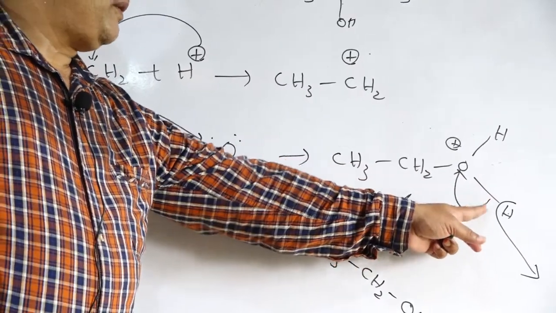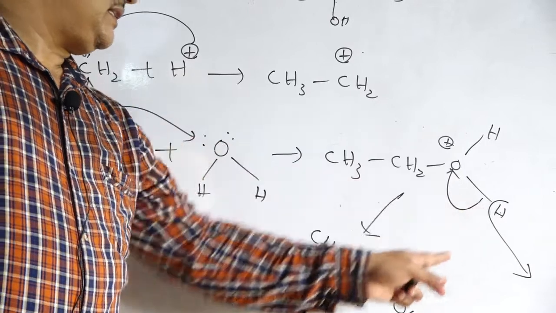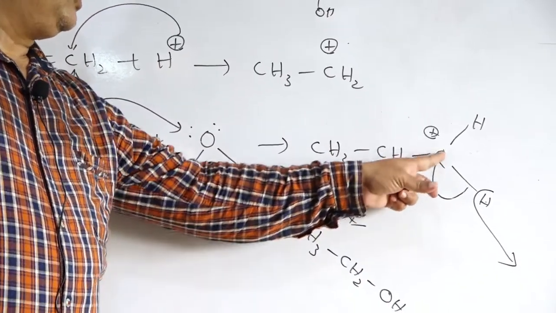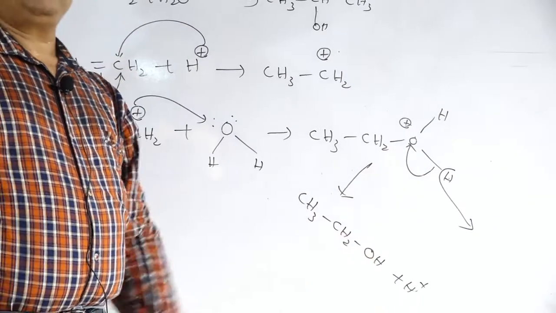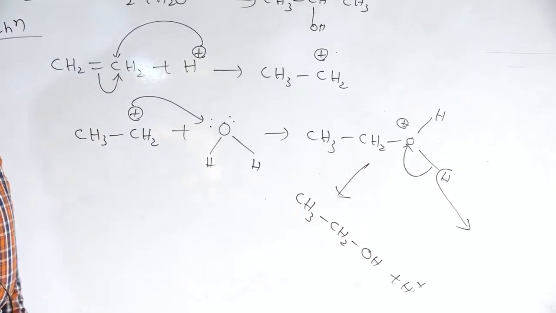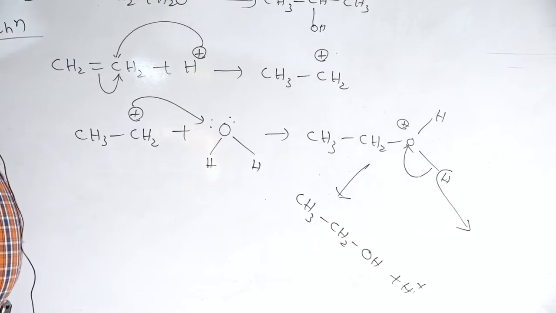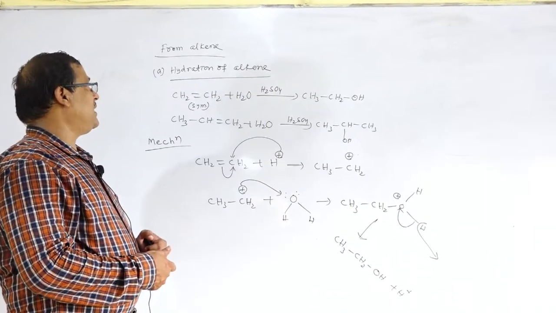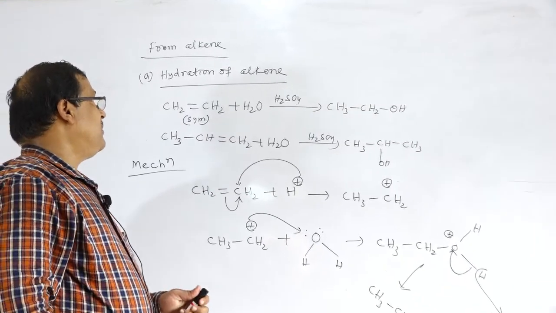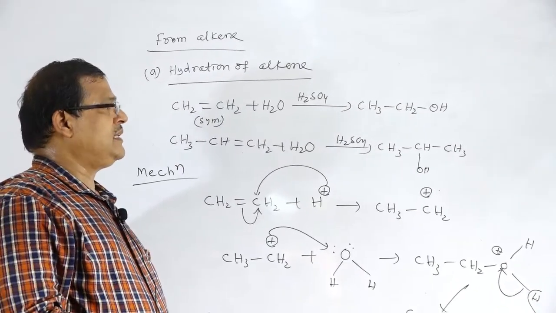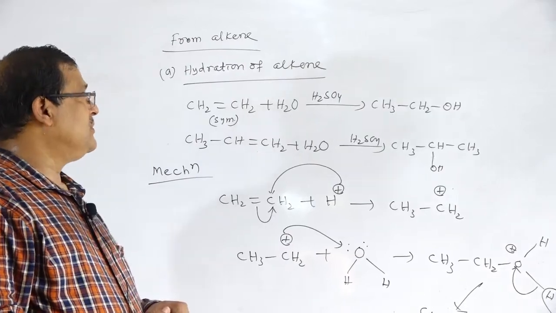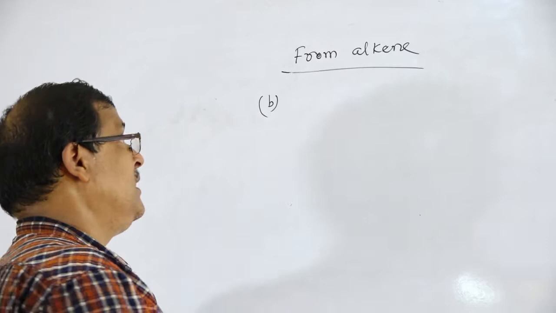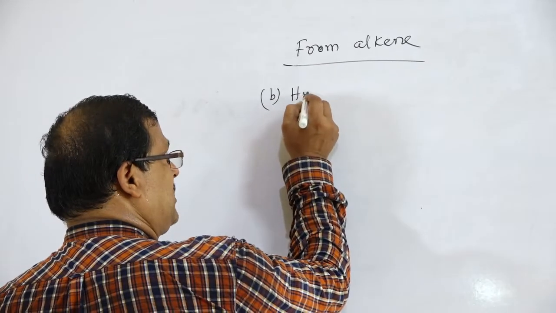So this bond pair of electrons is shifted to oxygen and H is removed as H plus ion. So there is the formation of CH3 CH2 OH, and H is removed as H plus ion. So this is regarding direct hydration of alkene for the formation of alcohols. Next method of preparation from alkene is hydroboration.